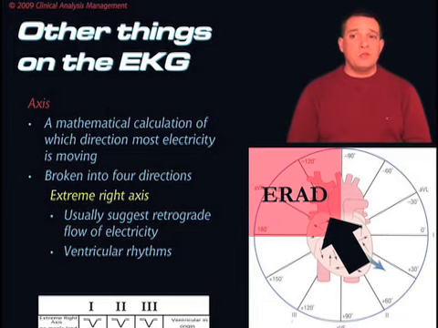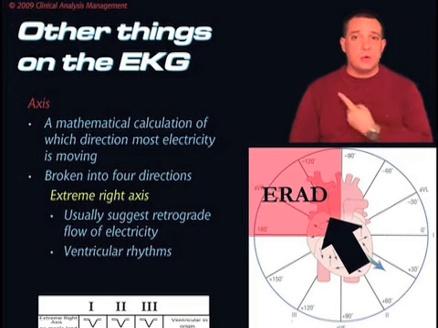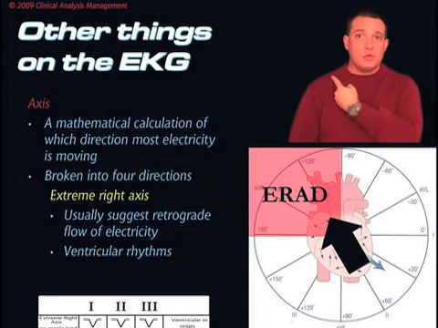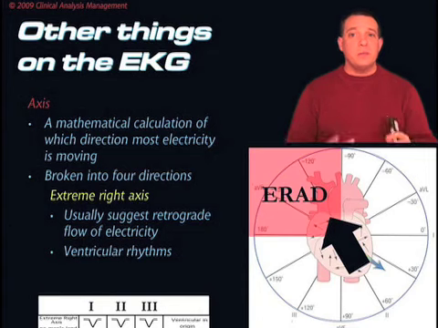Now, remember with extreme right axis deviation, the big thing we said is we would see a retrograde flow of electricity. That tells us that the electricity is going backwards, or in this case, it's going from left leg towards right shoulder. So obviously when we look at our 3 leads, 1, 2, and 3, what we're going to see with ERAD is all 3 of those leads are going to be predominantly negative. Our QRS complexes are going to be predominantly negative, and again, that suggests a ventricular arrhythmia.